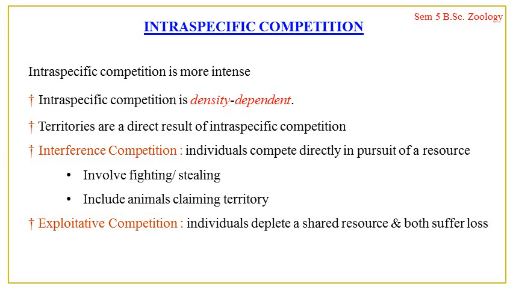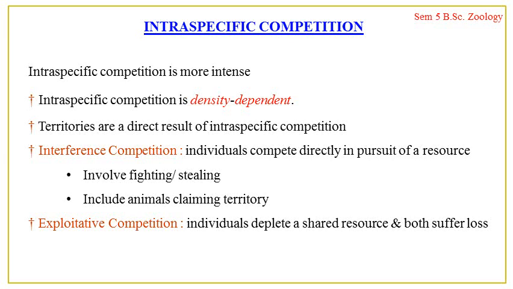Okay. So you can see that territory is a confined place which is being defended by an individual. Defended by an individual means the individual usually remains in that particular area and will not allow the entry of other individuals of the species into its territory. So interference competition also includes animals claiming their territory, and this usually excludes other animals from entering that specific territory.